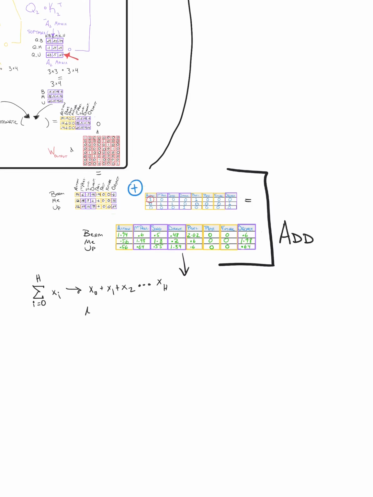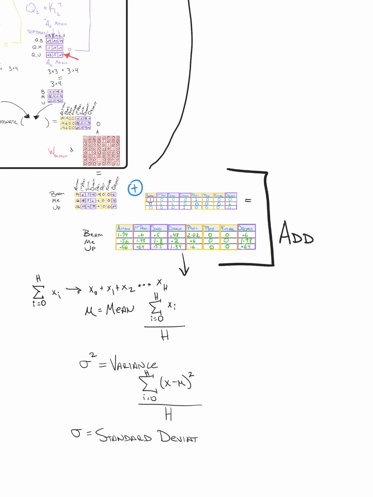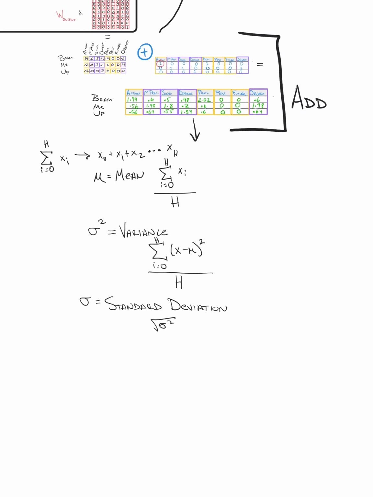To calculate the mean, you sum all values in the row vector and divide by the row vector size. To calculate the variance of our row vector, we subtract the row vector mean from each value, square the result, and sum across the row vector, similarly dividing by the row vector size. And to calculate the standard deviation, we just take the square root of our variance.